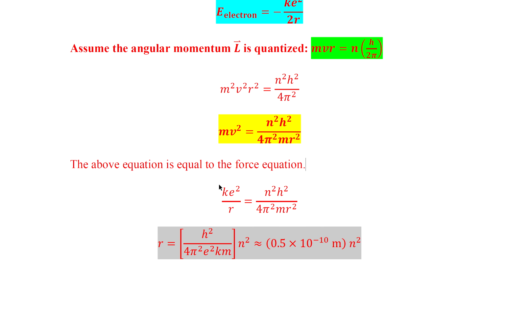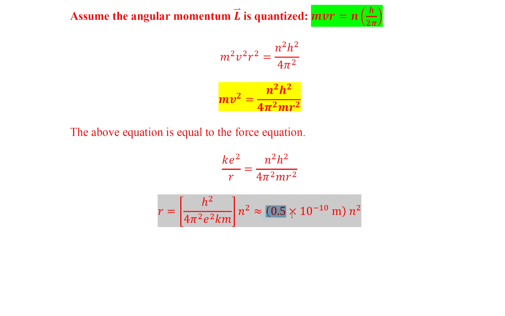When you set the two yellow equations equal to each other and you solve for r, you get about 0.5 times 10 to the minus 10 meters times n squared. Everything in this parentheses here, h bar squared divided by 4 pi squared e squared km, where m is the mass of an electron, all of that is equal to about 0.5 times 10 to the minus 10 meters.